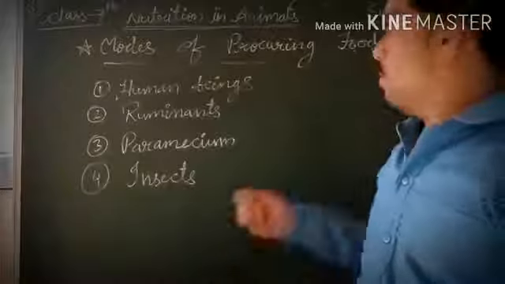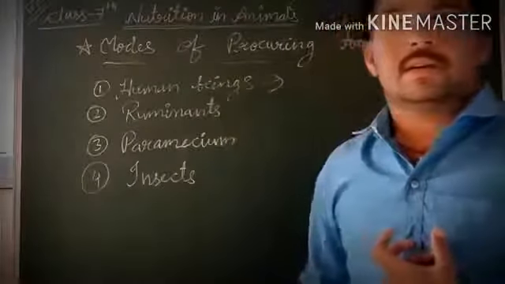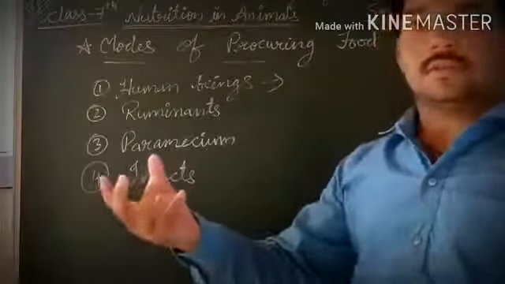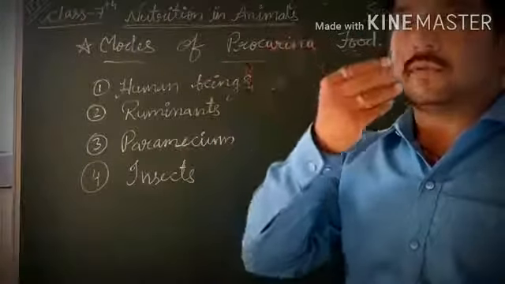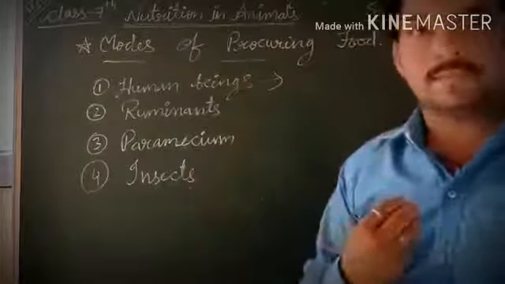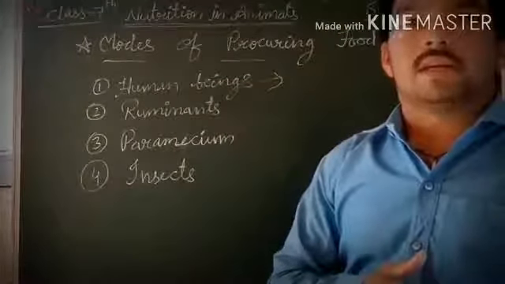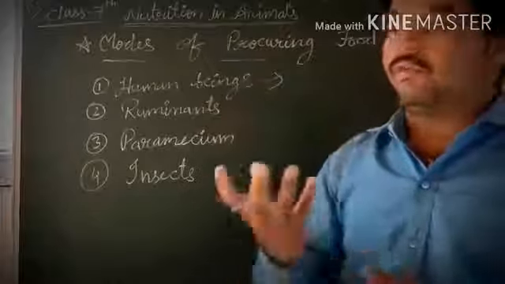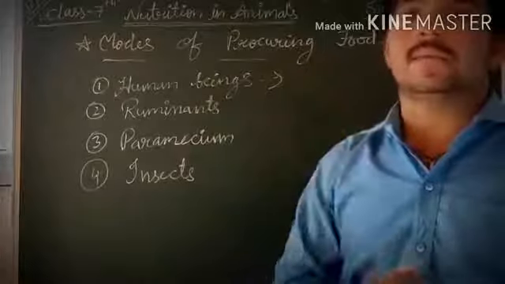So first, if we talk about human beings, we procure our food by just picking the food with the help of hands, and with the help of hands we are taking food inside our mouth. So this is the procuring mode in human beings. We are taking everything, we drink milk, tea, and when we are eating food, if we are having some fruits, with the help of hands all human beings are taking food.